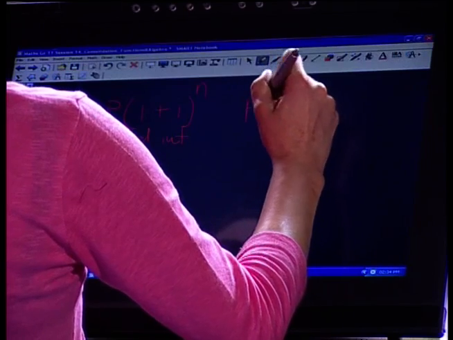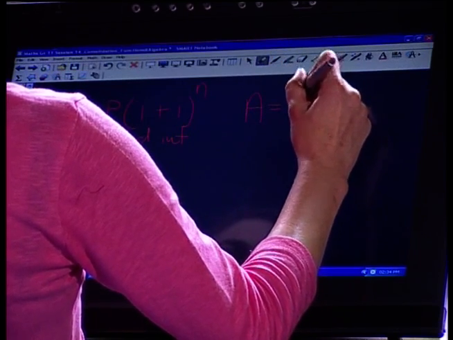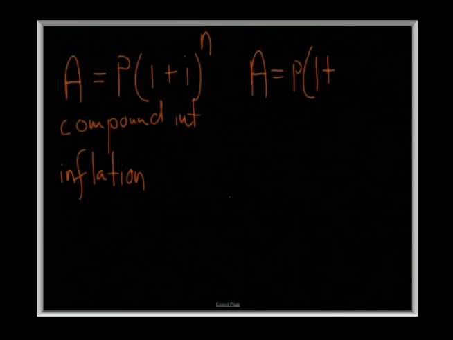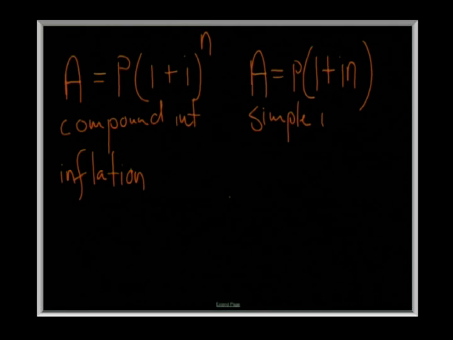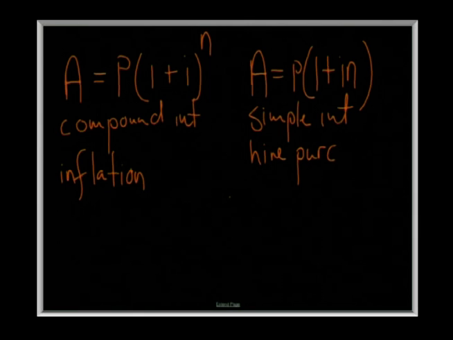Then for simple interest, very similar looking formula, like so. This is for simple interest, and the simple interest formula is also, unless otherwise stated, used in the context of hire purchase. Right, so hire purchase is if you go and buy yourself a lounge suite and you're paying it off in equal monthly installments, that sort of thing.